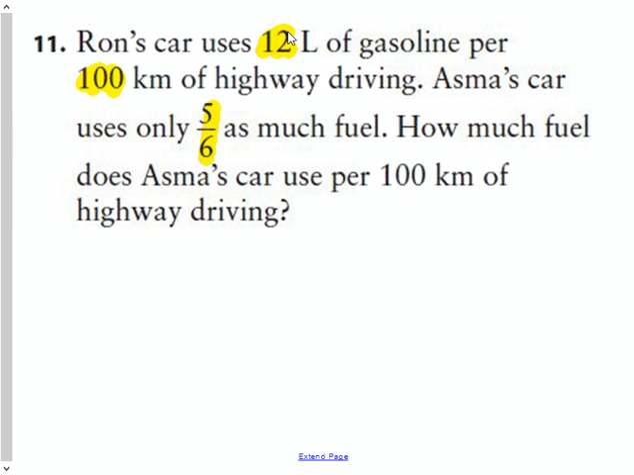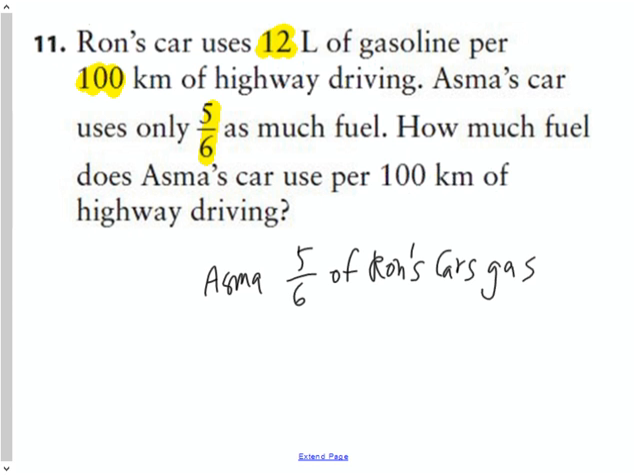Now here's where it's important. Asma's car uses 5/6 of the gas of Ron's car's gas. So 5/6 of how much gas does Ron's car use? Is it 100 or is it 12? It is 12 liters. So it's not 100. 100 is not necessary. 100 is just showing you what the fuel efficiency is per 100 kilometers. So the actual statement you need to use is 5/6 of 12 liters, right?